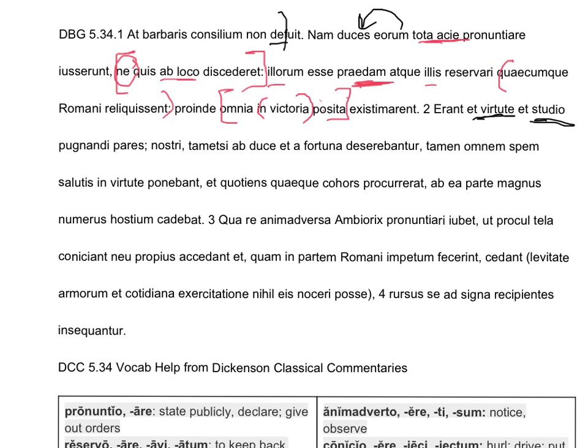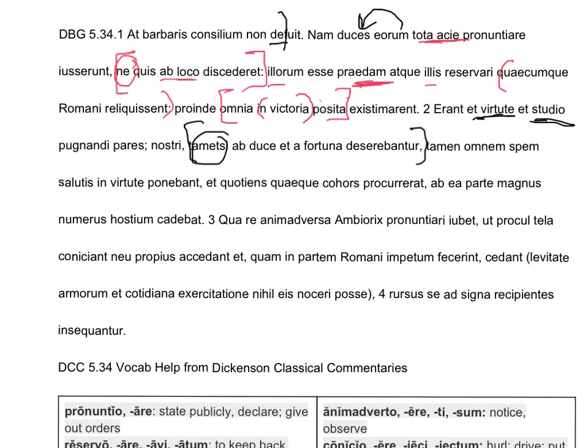Nostri, remember, Caesar never bothers to say our soldiers or the Romans. He's just like, ours, our guys. And it's looking pretty nominative to me, our guys. And then, look, we've got the nice commas to point out a dependent clause starting with even if, tametsi. So your clause is going to start here and here.